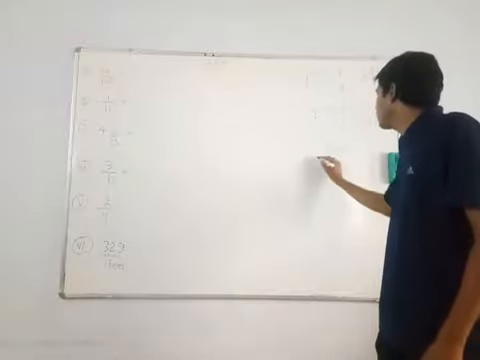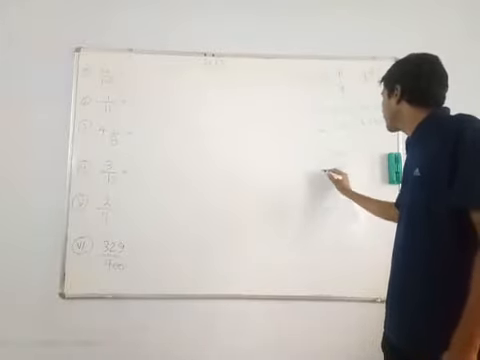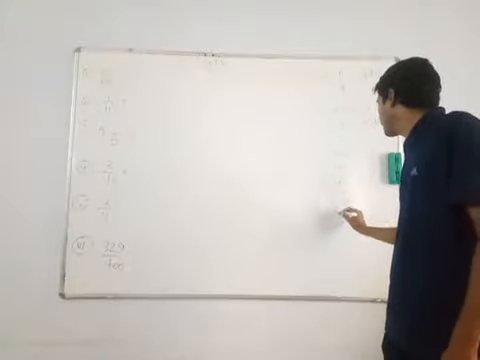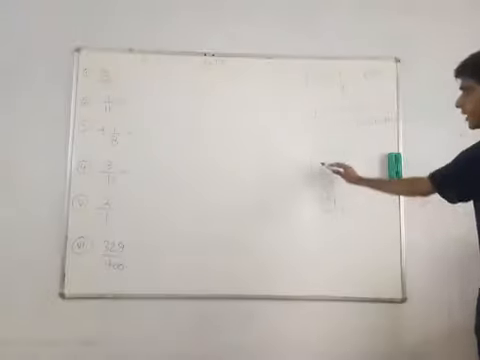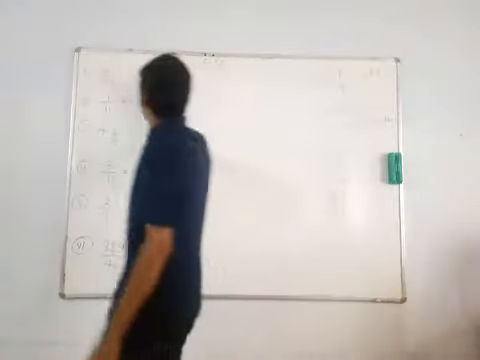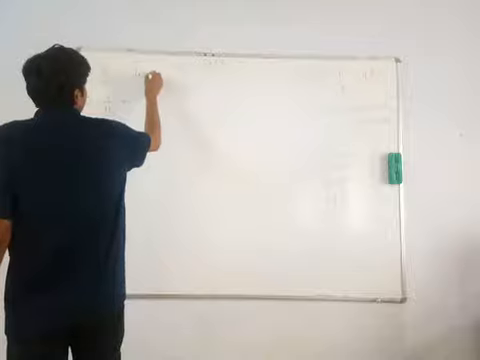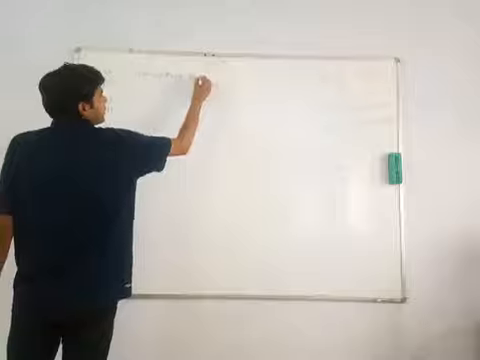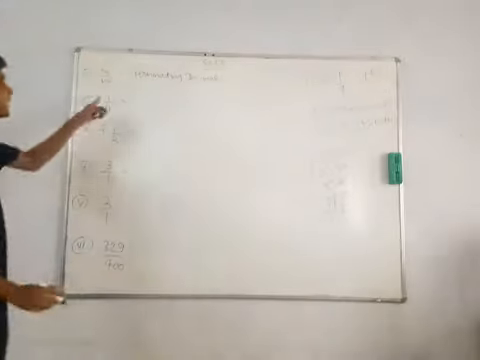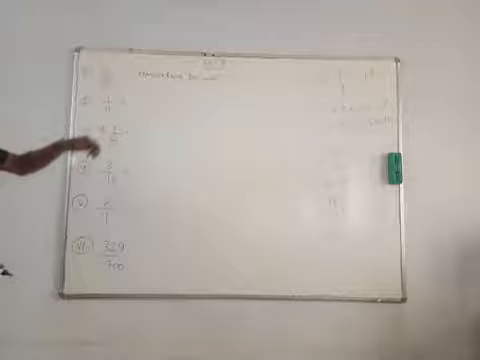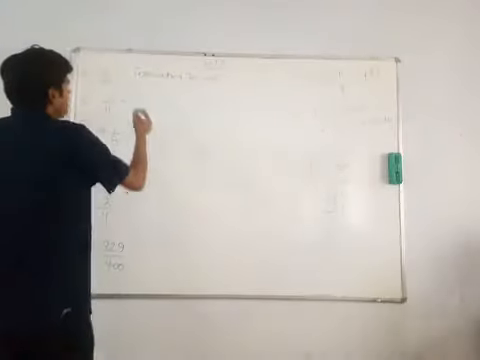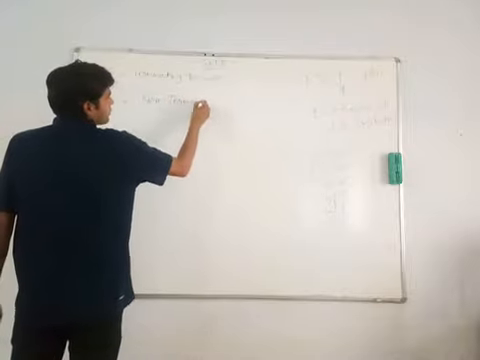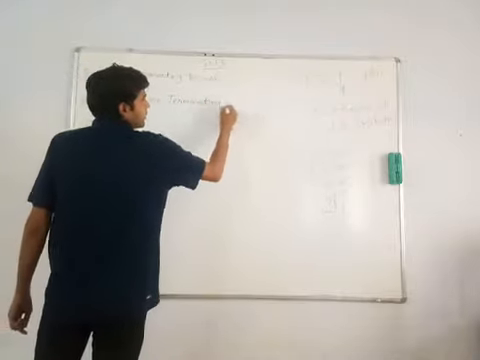100 is a factor of 2, that is 50, again 2, 25, 5, 1. So 100 is a factor of 2 and 5. So this is a terminating decimal. Second is 1 upon 11. 11 is not a factor of 2, 5, 2 and 5. So it is a non-terminating decimal.